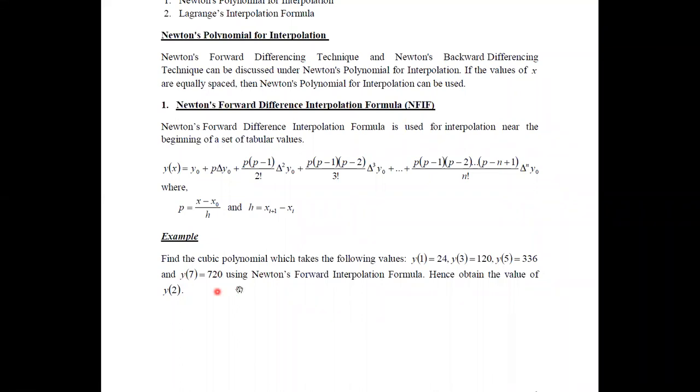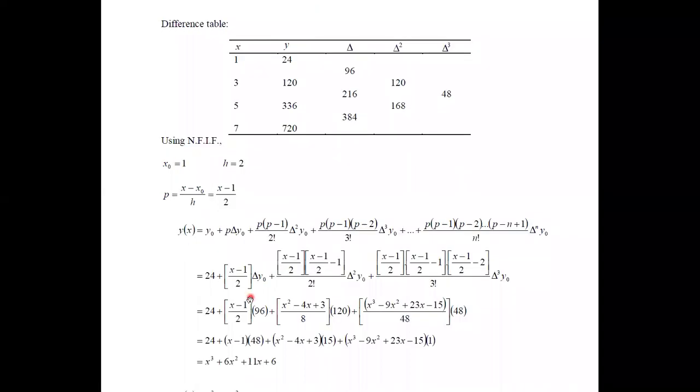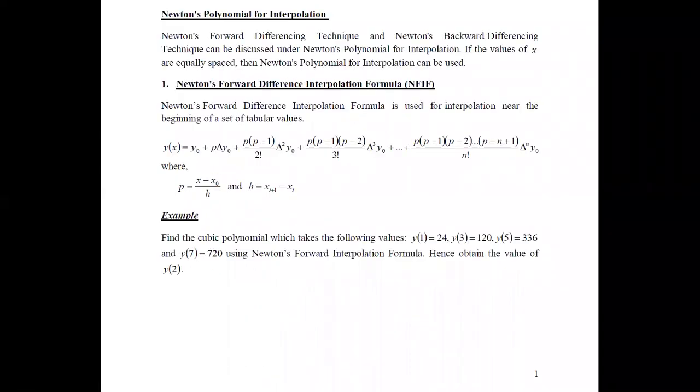Now what you are asked to do first is to find an equation which satisfies this set of values, and you are asked to obtain that equation using Newton's forward interpolation formula, and using the obtained equation you are asked to obtain the value for y2. It means the value of y where x equals 2. If you tabulate these values, it will be easy for us rather than using these wordings.